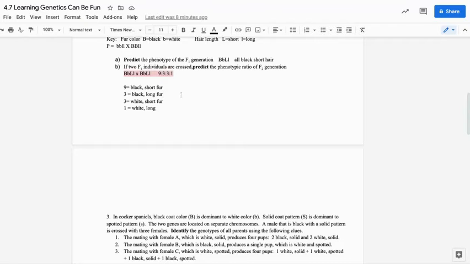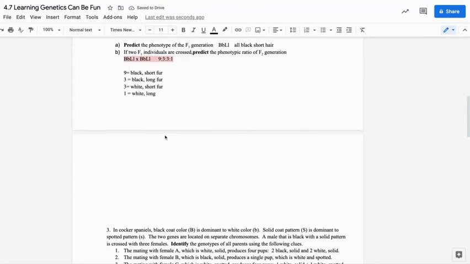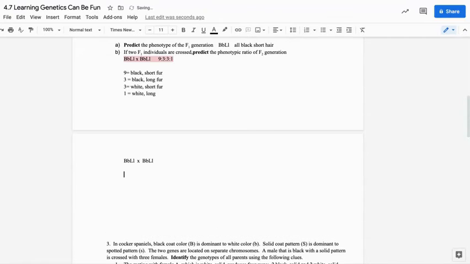For those of you who need a reminder as to how to do a dihybrid Punnett square, because maybe it isn't this, maybe it's something else, I'm going to show you how to do that right now. So let's just go down here where we have some space. Again, we're going to start with the parents, dihybrid for fur color and fur length. So how do we do this?